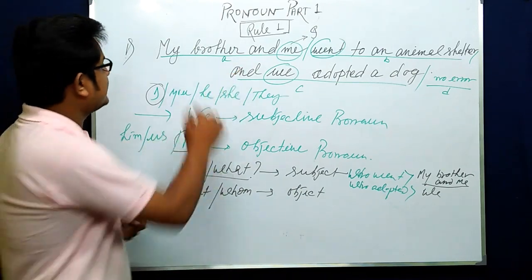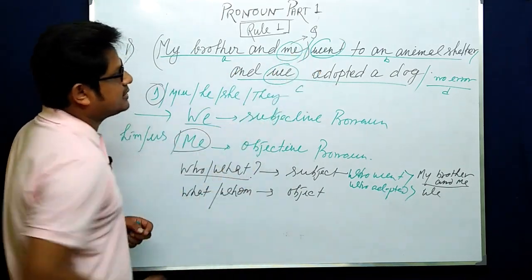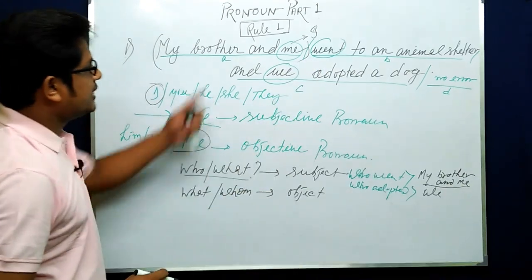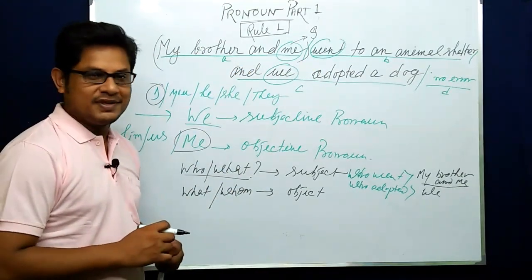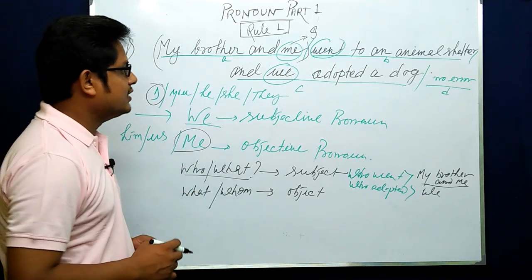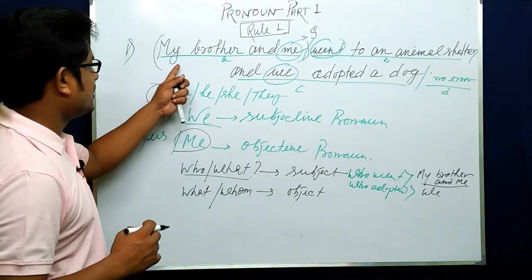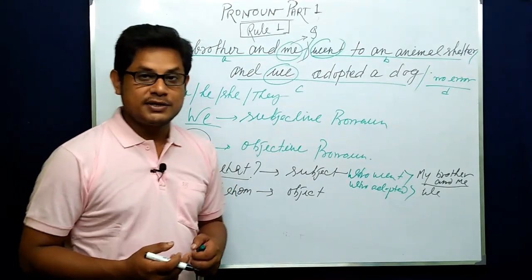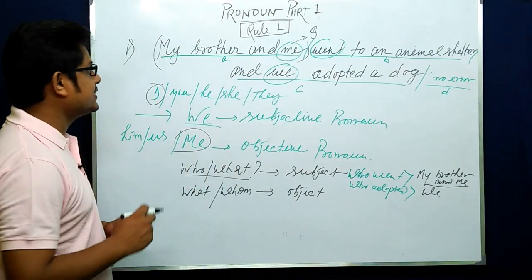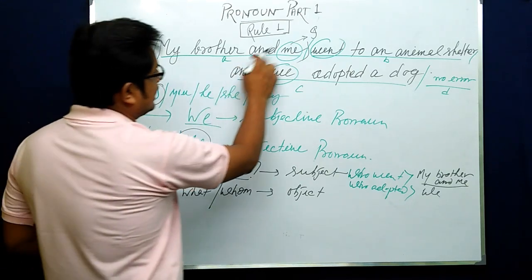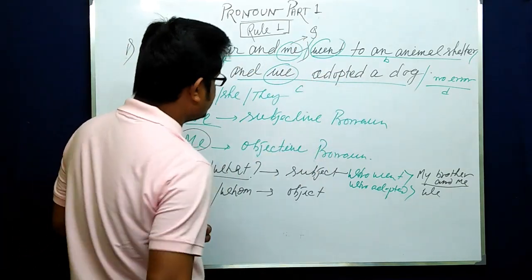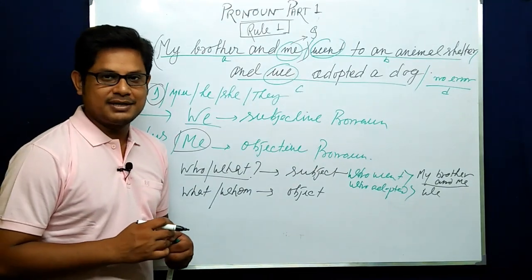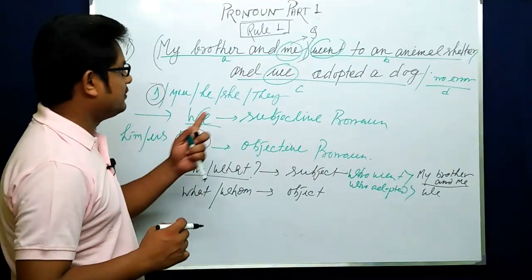But in this sentence, this part is the subject of the verb went. So the use of me is completely wrong. You have to use I. So that's why the first part is completely wrong in this sentence. So what would be the correct version of this sentence? The correct sentence would be, my brother and I went to an animal shelter and we adopted a dog, right? So that's the use of I and me.